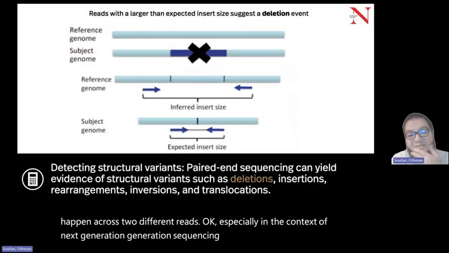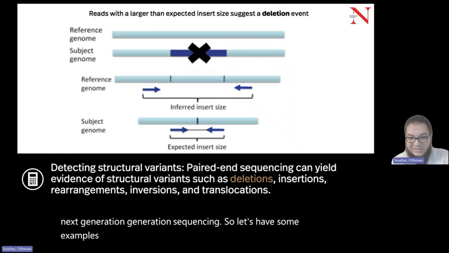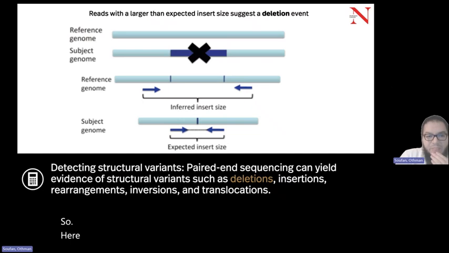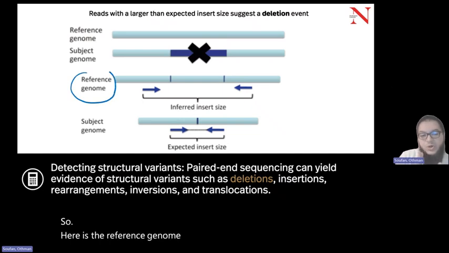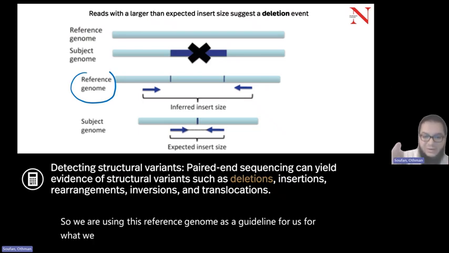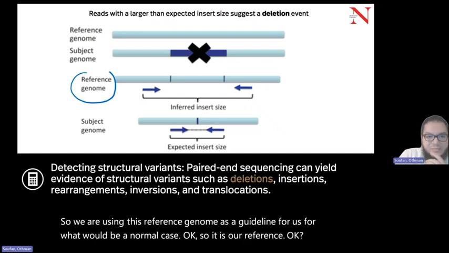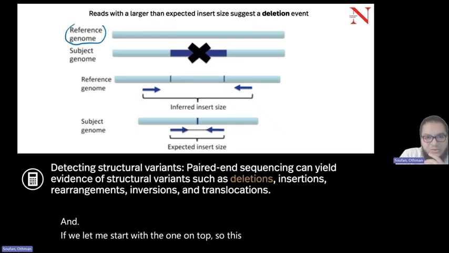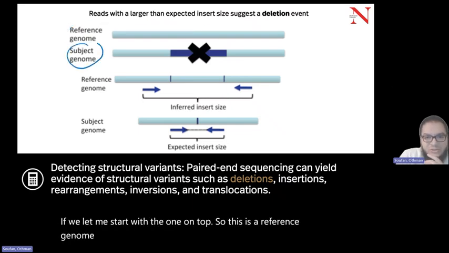So let's have some examples and discuss these examples and see how we can explore that in the IGV viewer. So here is the reference genome. We are using this reference genome as a guideline for what would be a normal case. Okay, so it is our reference. Let me start with the one on top. This is a reference genome. Everything is normal. Now we have a subject genome where there is some deletion event.